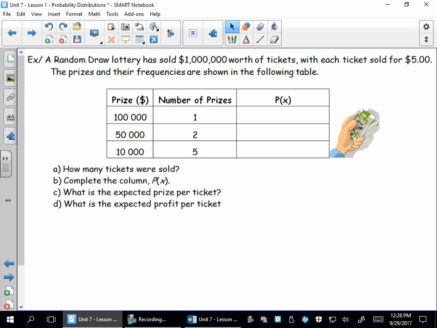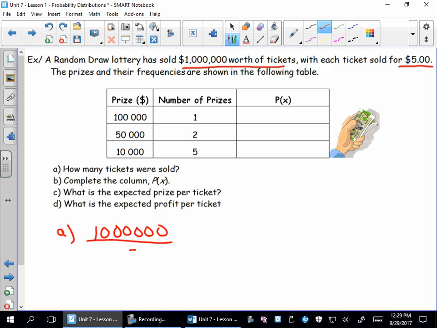So in this example, we have a lottery which has sold $1 million worth of tickets. Each ticket sold for $5. The prizes and their frequencies are shown in the following table. First prize is $100,000, there's 2 second prizes of $50,000, and 5 third prizes of $10,000. And we're asked to find a few things out. Part A, how many tickets were sold? Well, if we sold $1 million worth of tickets, and each ticket was $5, we can take our million and divide by how much they cost each, and there's 200,000 tickets.